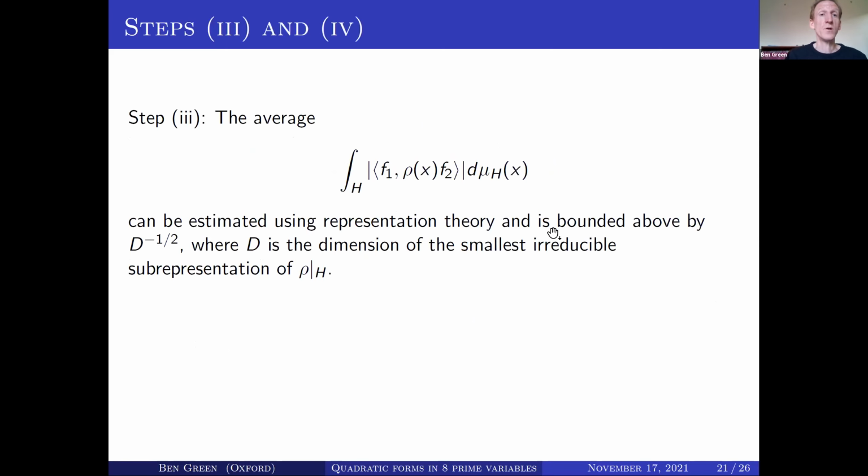Okay, so steps 3 and 4. So at this point, you've got down to estimating an average of absolute values of matrix coefficients over a subgroup H.